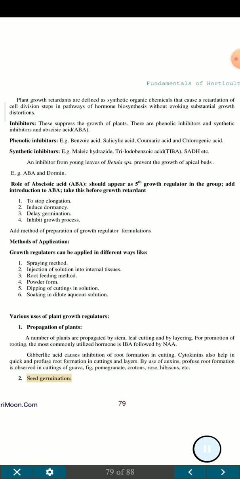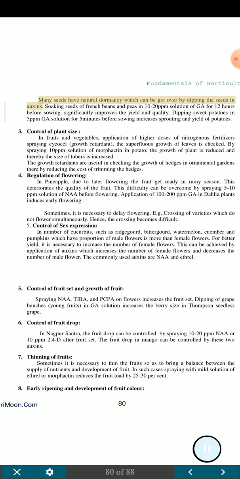2. Seed germination. Agrimoon.com. Fundamentals of Horticulture. 79. Many seeds have natural dormancy which can be got over by dipping the seeds in auxins. Soaking seeds of French beans and peas in 10 to 20 ppm solution of GA for 12 hours before sowing significantly improves the yield and quality. Dipping sweet potatoes in 5 ppm GA solution for 5 minutes before sowing increases sprouting and yield of potatoes.